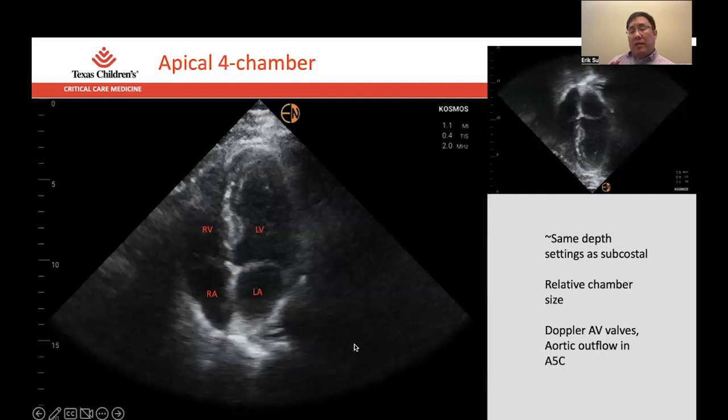I know apical tends to be something that when you're starting out is a little daunting, but the thing is, it's got the same settings usually as your subcostal. So you've got the same depth and probably roughly the same gain and frequency adjustments. With your apical, you just move over to the PMI, you point the probe right in the middle of the mediastinum, you look for relative chamber size, you can Doppler the AV valves, and then you can also drop your tail a little bit and look up at the LVOT and the root of the aorta, and you can Doppler the aortic outflow from there too.